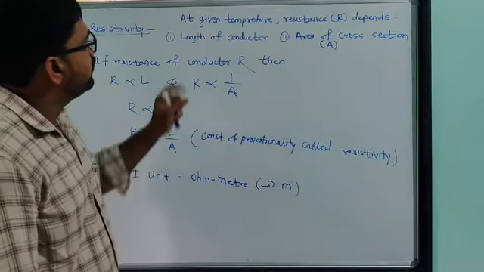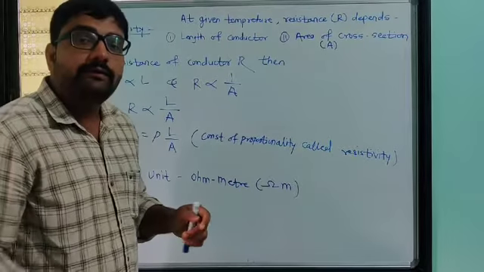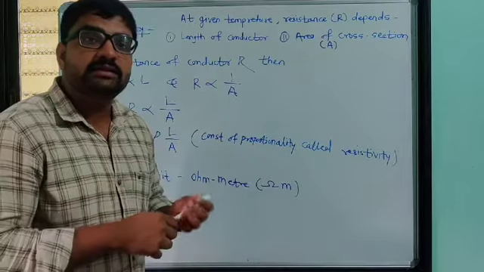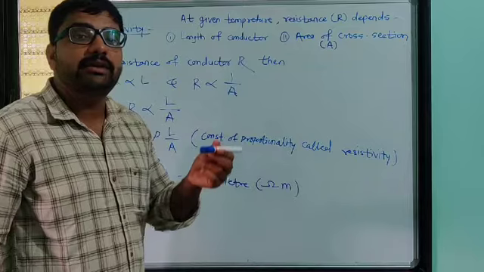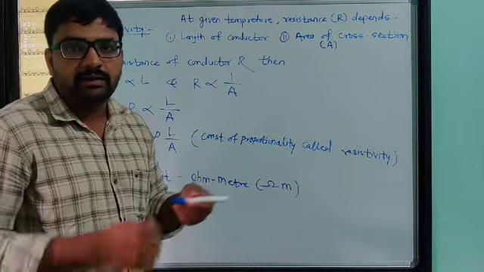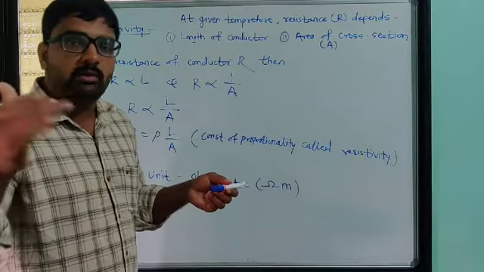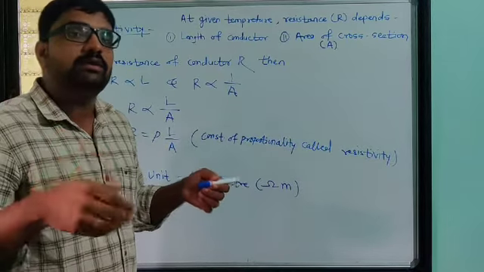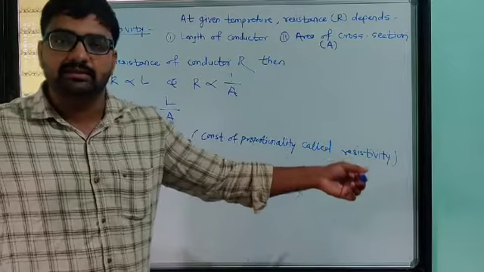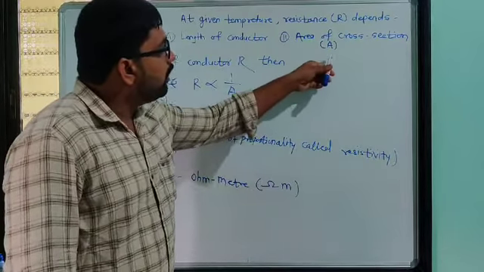First of all, the length of the conductor. It means if the length of the conductor changes, then the resistance of that particular conductor changes. If length is more, then simply resistance is more, because collisions between atoms and electrons take place more when length is more. And next is area of cross section. How it will depend, that we have to see now.